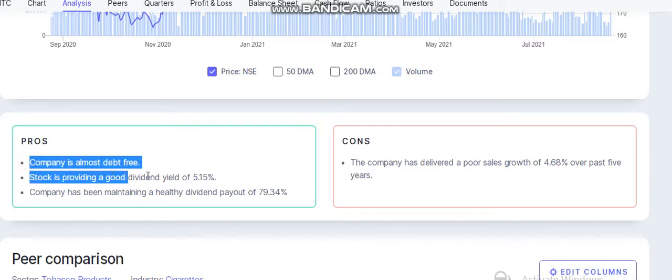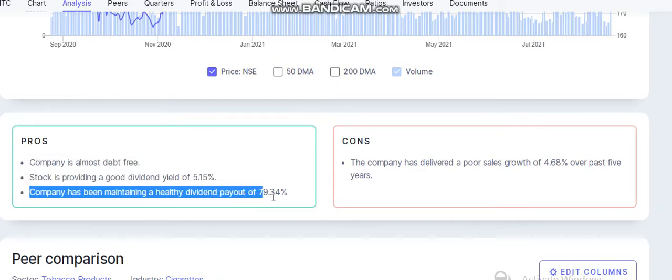We can see here the company is almost debt free, there is no debt. The stock is providing a good dividend yield of 5.15%, which is good. The company has been maintaining a healthy dividend payout ratio.